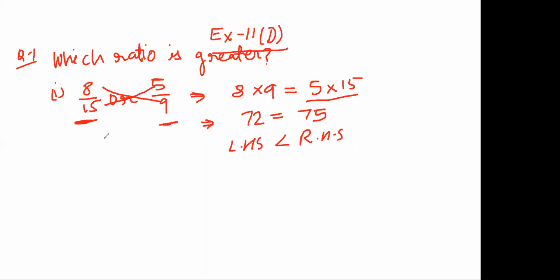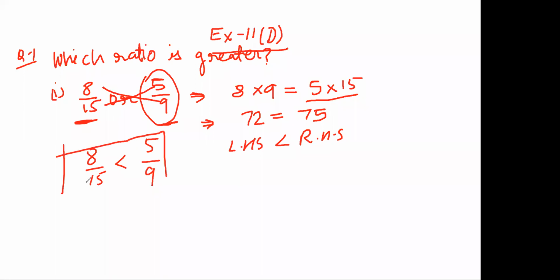So you will say that 5 upon 9 is greater than 8 upon 15. So you will write 8 upon 15 is lesser, and 5 upon 9 is greater. This is the answer. Okay? Is it clear? Yes, 5 upon 9 is greater.